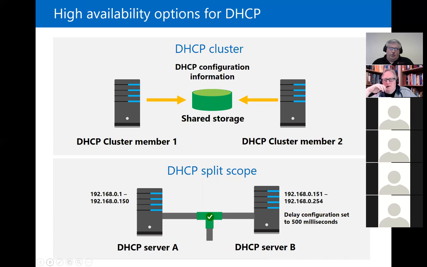So DHCP cluster, it's where you have more than one server sharing the configuration information. And you can even split the scopes between them if you want. That way one network gets 192.168.0.1 through 150, and this one gets 151 through 254. Or you could have it on the same network and they just load balance between the two.